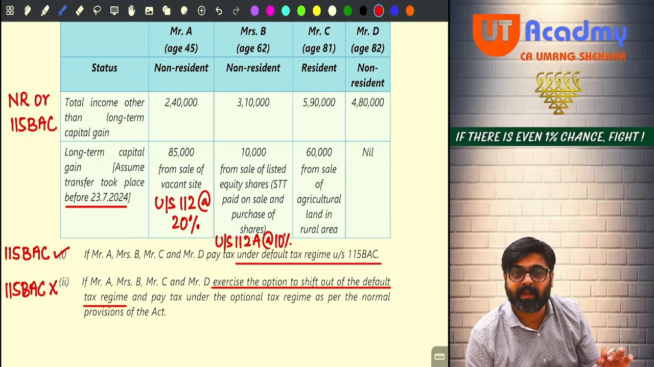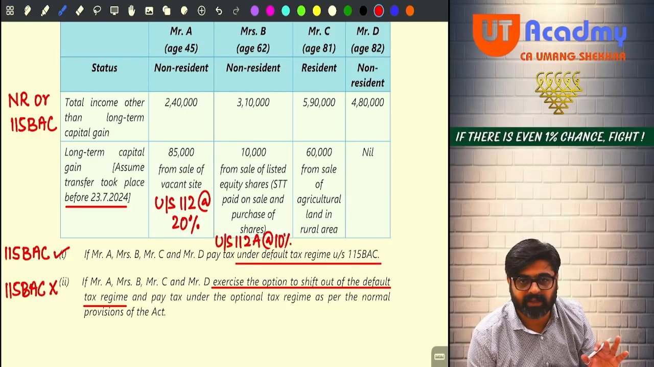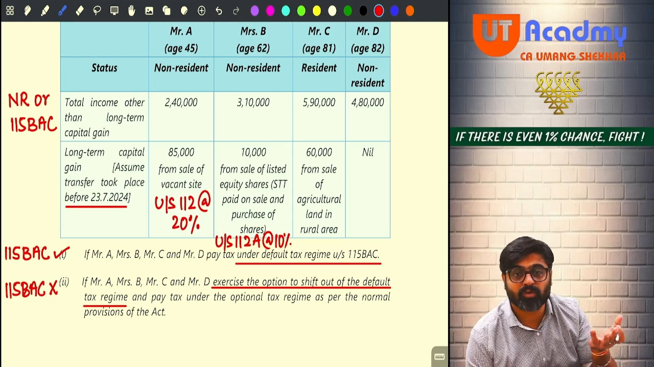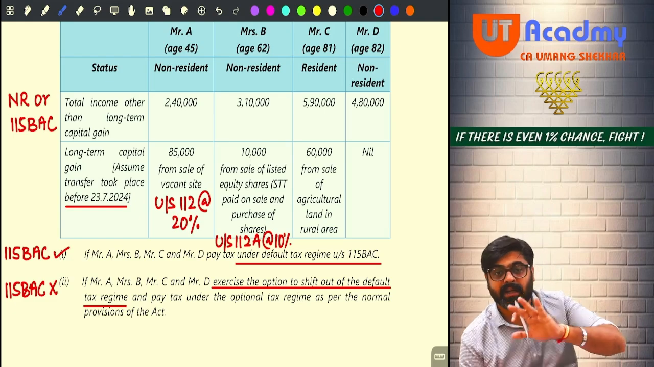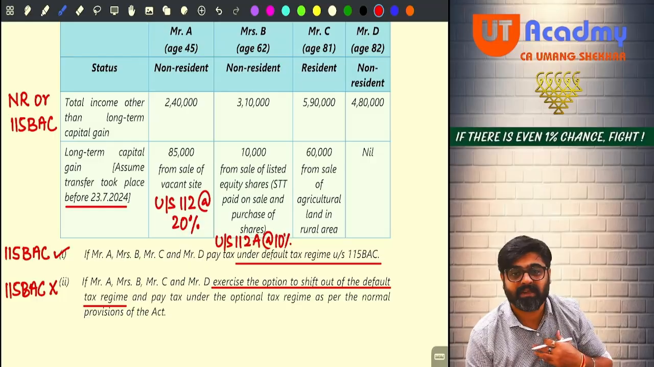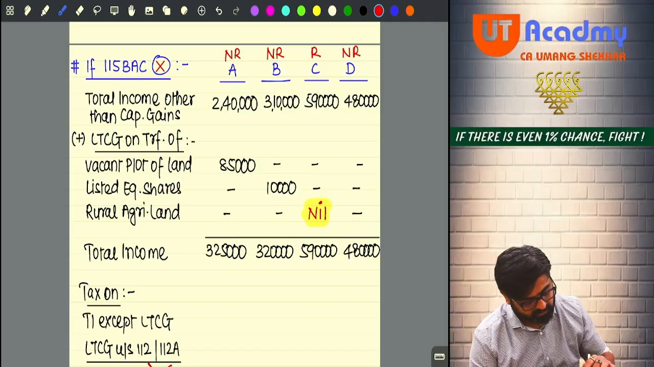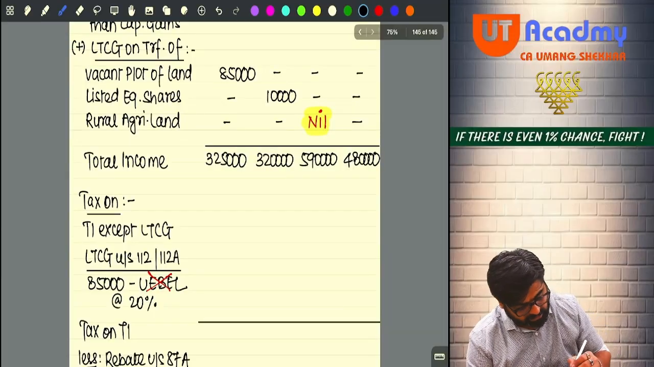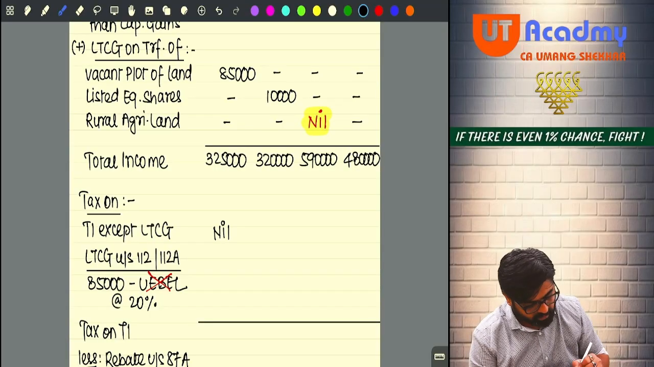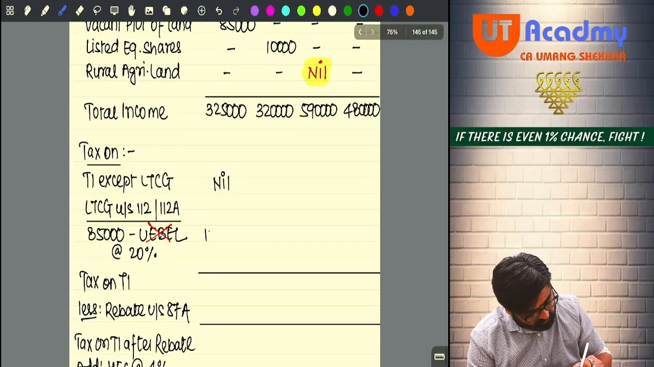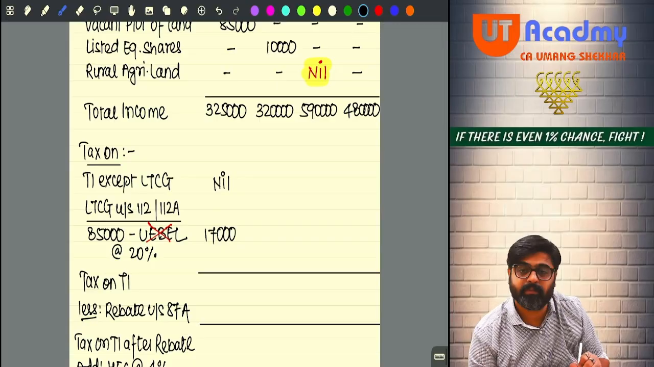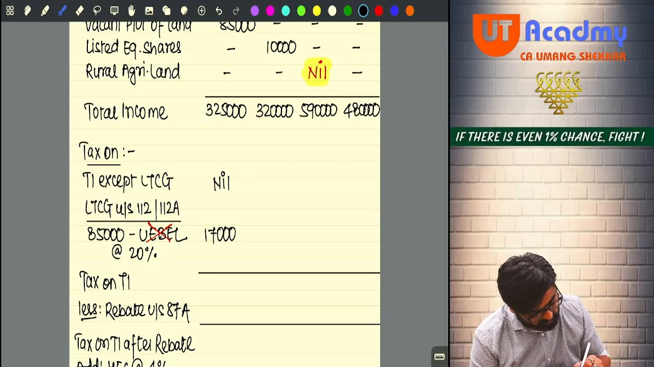So even if I have an unexhausted basic exemption limit of 10,000 in my first case, still I will not be able to use it against my long-term gain because my status is non-resident. So what will happen here? Tax on total income except LTCG will be nil only. And on LTCG my tax will be 17,000 only, the same tax. Yes or no?